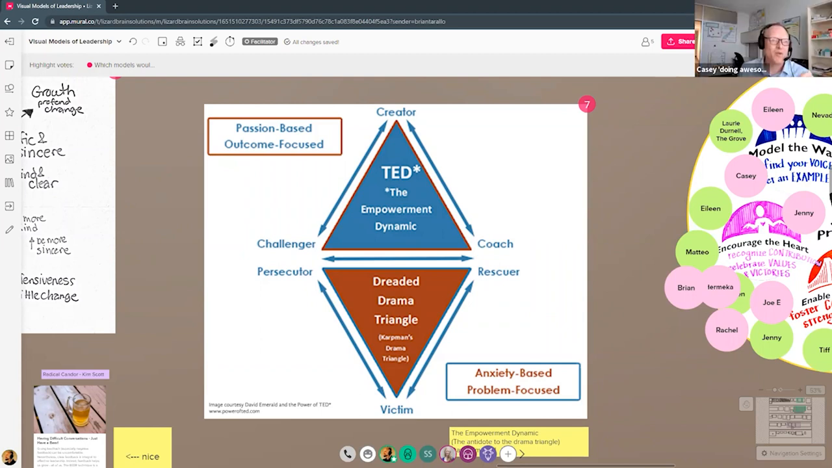Casey. Hey, just one quick question for Nevada. It almost seems that maybe the way it's drawn is that whatever letters are close, for example, if you're a persecutor, shift to challenger. If you're a rescuer, shift to coach. If you're a victim, switch to creator. Is that kind of the dynamics? Yeah. That's usually the move that they say. And to Laurie's point, it's also changing how we see the other person too, right? Instead of seeing them as a persecutor, can we do the flip and see them as a challenger? It's a nice addition, Laurie.